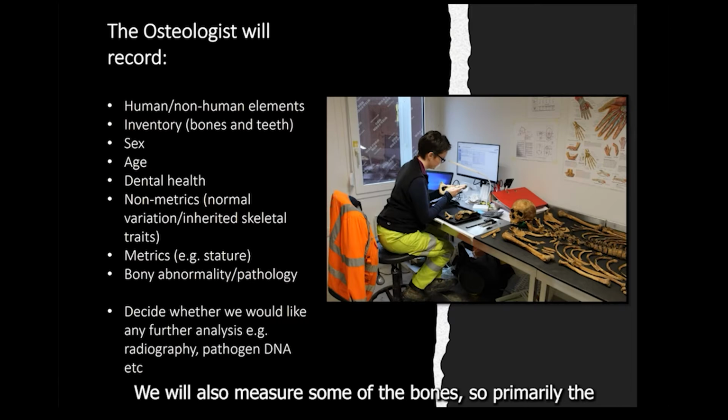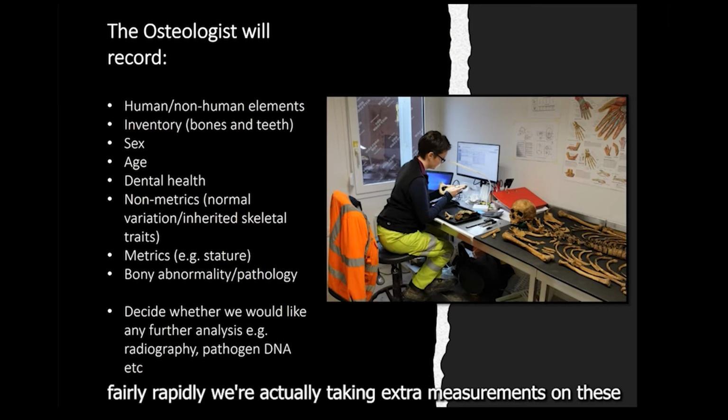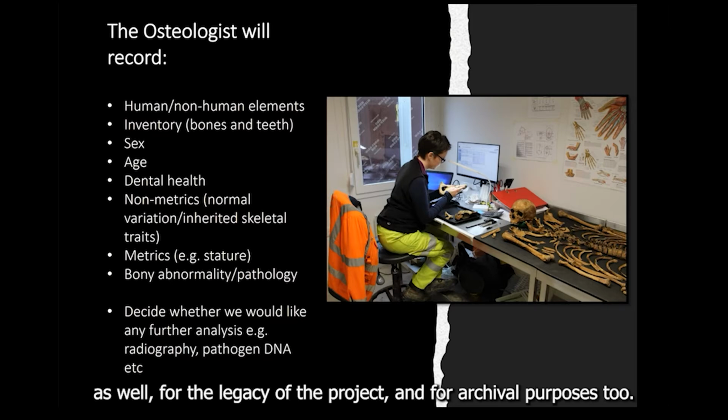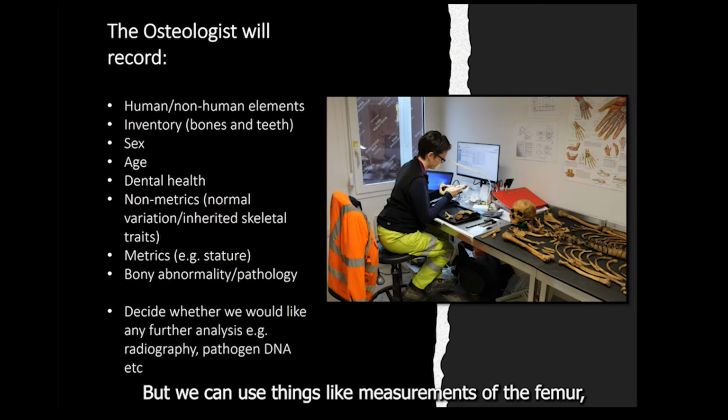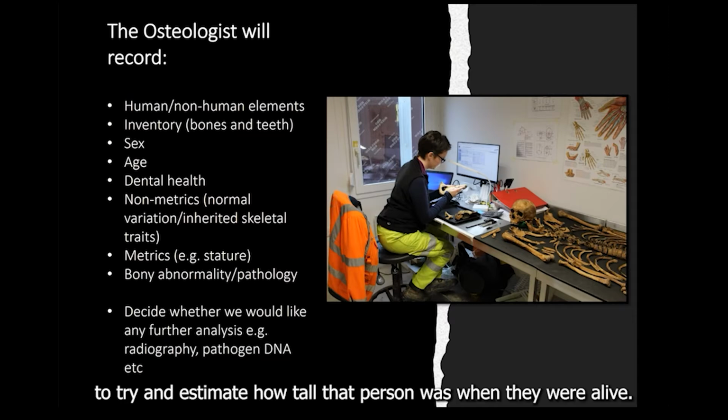We will also measure some of the bones, so primarily the long bones, but because these skeletons are being reburied fairly rapidly, we're actually taking extra measurements on these as well for the legacy of the project and for archival purposes too. But we can use things like measurements of the femur, which is the thigh bone, to try and estimate how tall that person was when they were alive.